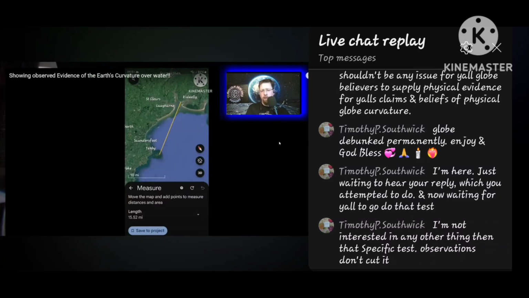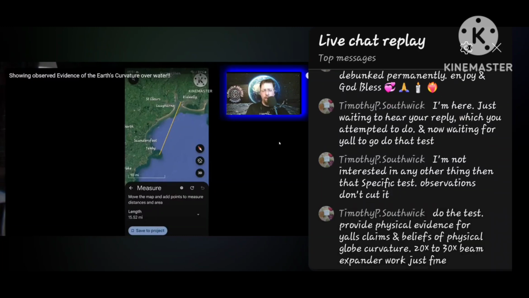So now I'm showing the distance, which sometimes flat earthers don't always show, but this is definitely the distance from where I was sitting, looking out towards Tenby. This is in South Wales. So as you see, once again, Timothy is demanding I do his experiment because he doesn't like my observations. But the observations show the curvature of the Earth, which is what he's asking for.